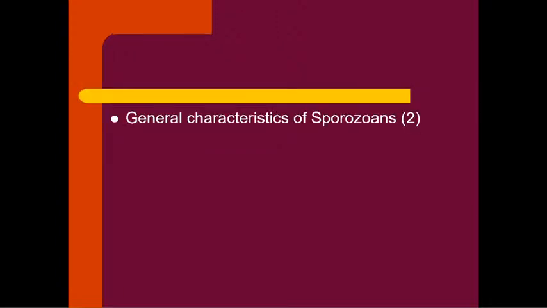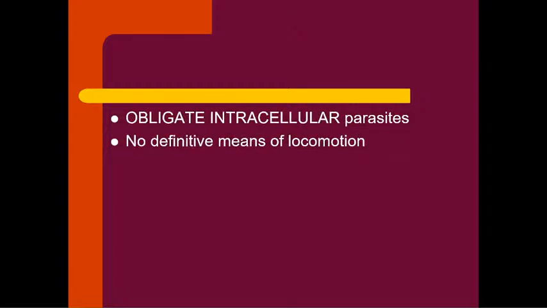Pakigalaw ang baso. Alright. Now, we're going to talk about sporozoans, but in particular, two general characteristics of sporozoans. They are obligate intracellular parasites, and they do not have the means to move. The first three phyla that we talked about, Phylum Mastigophora, Phylum Rhizopoda, Phylum Ciliata, they all have motility apparatuses or organelles. But for sporozoans, they do not have the means to move. And also, they don't have a free living form.